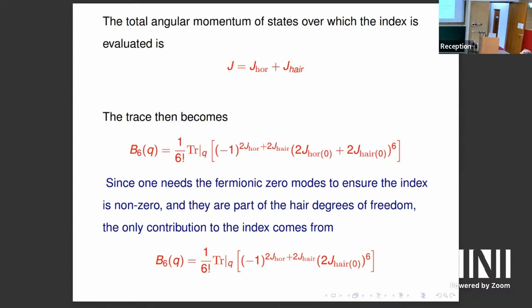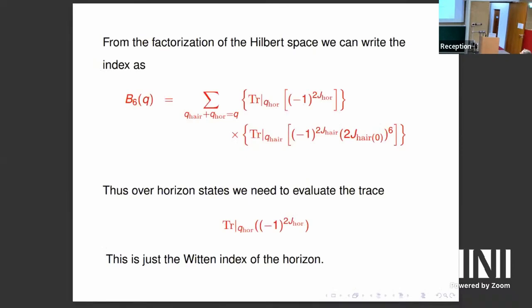And we can split again. When you're taking the trace, you're summing over a specific set of configurations. Just because the Hilbert space factorizes, the index factorizes into a contribution from the horizon degrees of freedom and a contribution from the hair degrees of freedom.